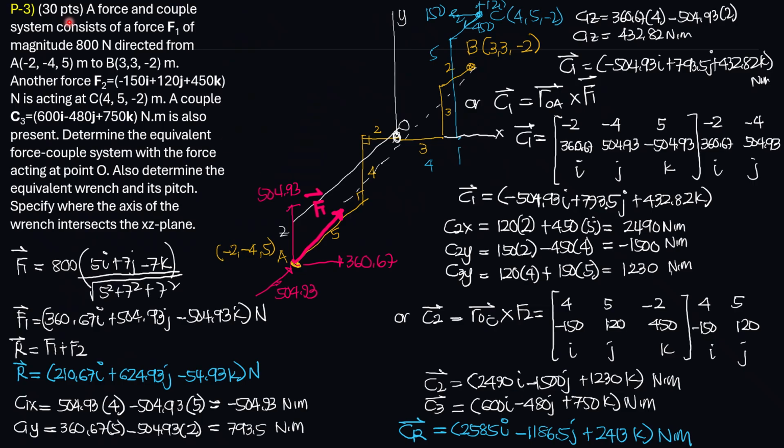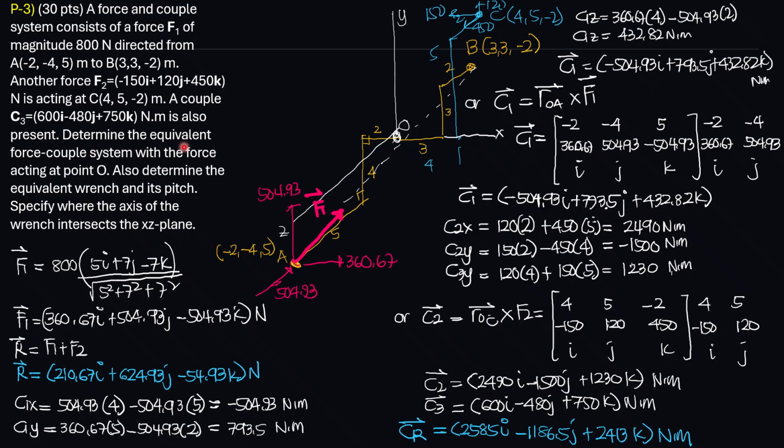For problem 3, a force and couple system consists of a force F1 of magnitude 800 newtons directed from A (-2, -4, 5) meters to B (3, 3, -2) meters. Another force F2, which is -150i plus 120j plus 450k newtons, is acting at C, which is at (4, 5, -2) meters. A couple C3 with magnitude 600i minus 480j plus 750k newton-meter is also present.